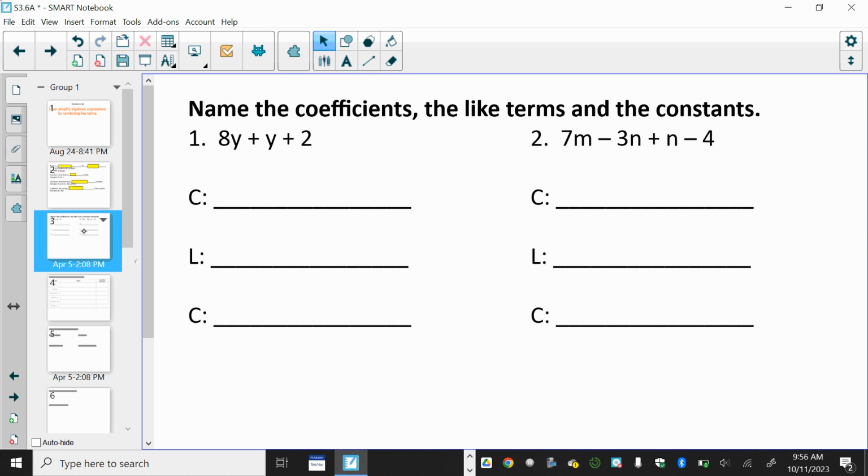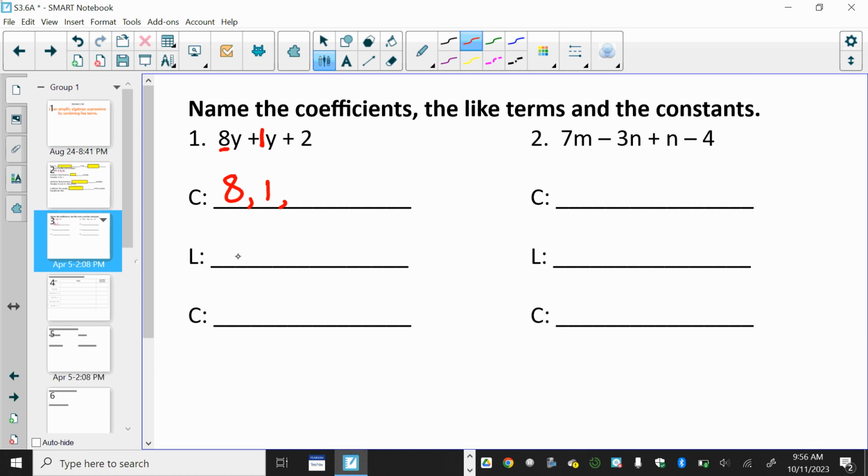So let's practice those skills. We're looking for coefficients, then like terms, then constants. Notice it says CLC, right? So put them just in order. The first one's going to be coefficients, the second one's going to be like terms, the third one's going to be constants. So coefficients. We're looking in front of all our letters. Find the letter. Here's one. There's the number in front of the letter, 8. Here's a letter. There's an invisible 1 hidden in front of that Y. So I'm going to put 1 right there. Is there a letter in this last term? No, so no letter, no coefficients.